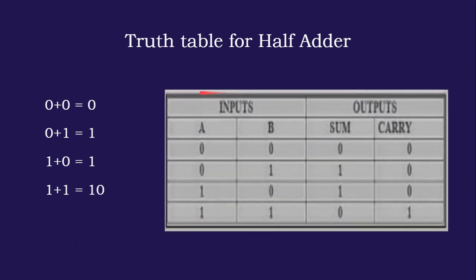So we know that in general this is the binary addition logic. 0 plus 0 is 0, 0 plus 1 is 1, 1 plus 0 is 1, and 1 plus 1 is 0 with the carry 1. Okay, now let us see how the truth table of the half adder is generated. The inputs are A and B. We know that for two inputs we have 4 combinations. So the combinations are 0 0, 0 1, 1 0 and 1 1. 4 combinations.